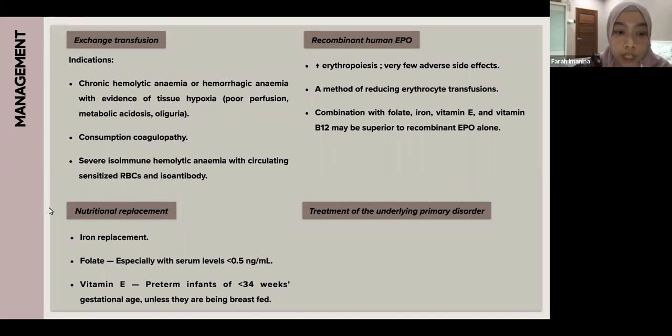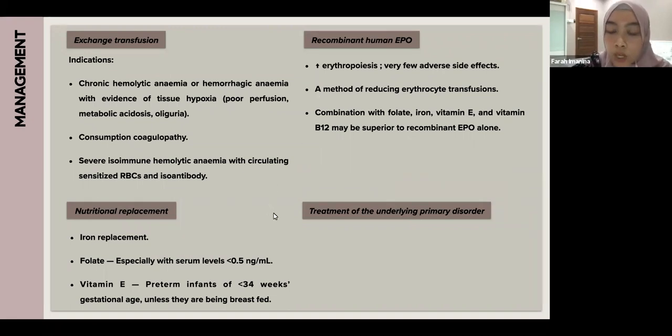We can also provide nutritional replacement, for example, iron, folate, and vitamin E. And also we can give recombinant EPO. This will help with increasing the production of RBC, and it is one of the methods that we can use to reduce erythrocyte transfusion, because we want to reduce complication of blood transfusion to the babies.